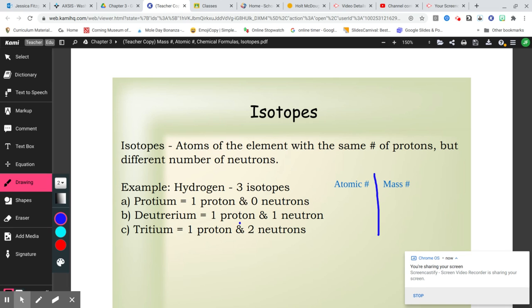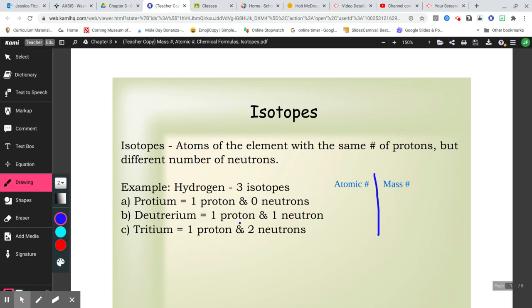Today, we're going to continue working with the atomic structure and using the periodic table. So please make sure you have your periodic table out and a calculator. But we're going to be focusing on isotopes. I want to distinguish the difference between isotopes and allotropes.